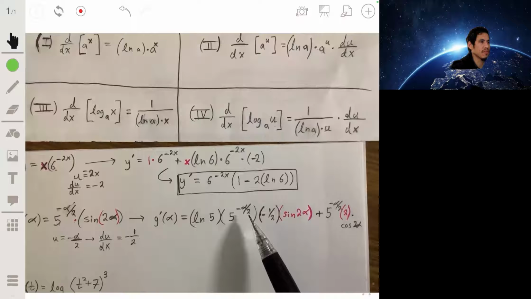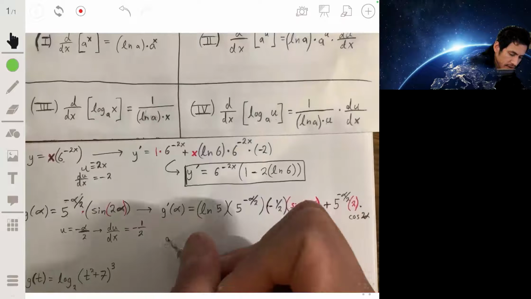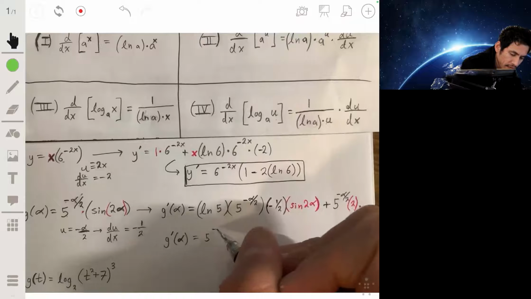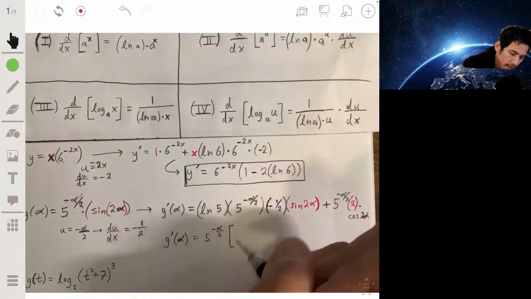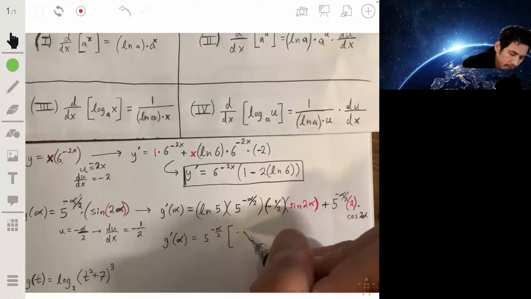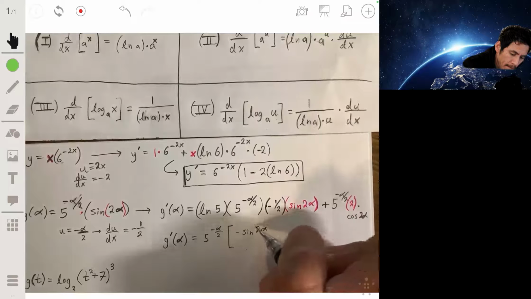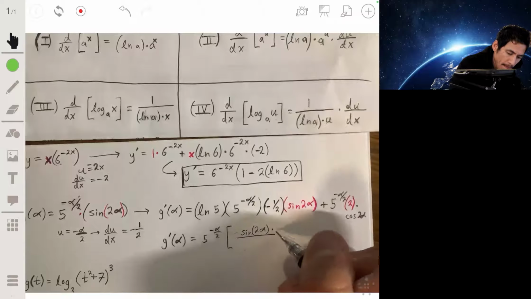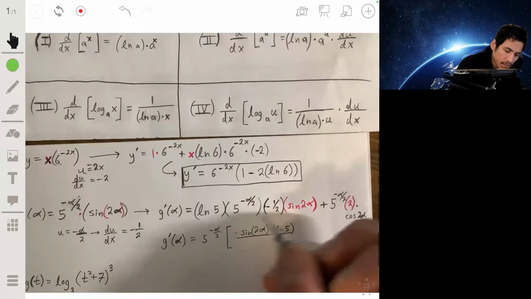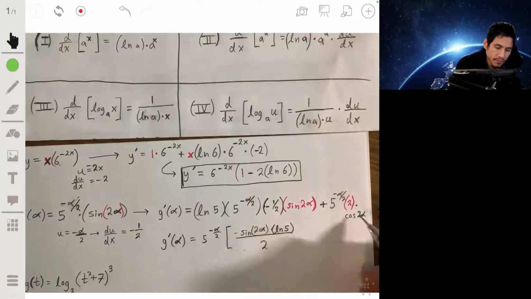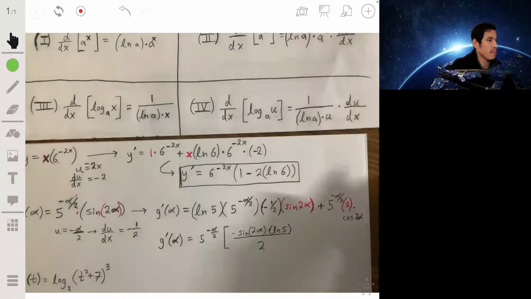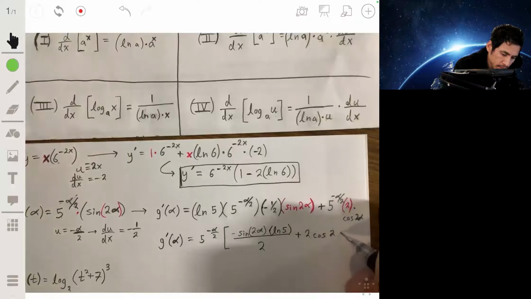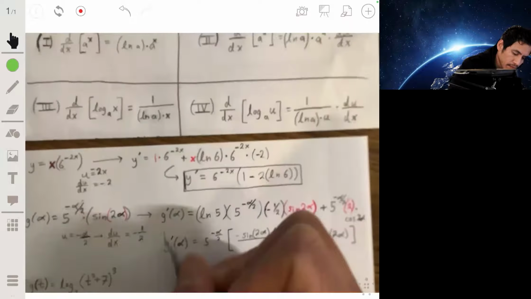Maybe you can just factor out the 5 to the negative 1/2 alpha from each side. So maybe you can rewrite your final answer: g prime of alpha will be 5 to the negative 1/2 alpha times the negative sine of 2 alpha times the natural log of 5 over 2, plus 2 times the cosine of 2 alpha. That's about it. So that's your answer.